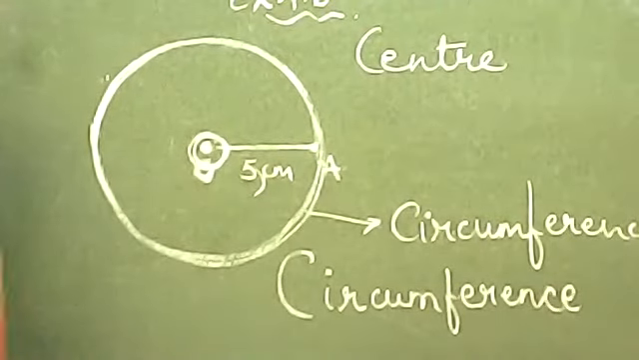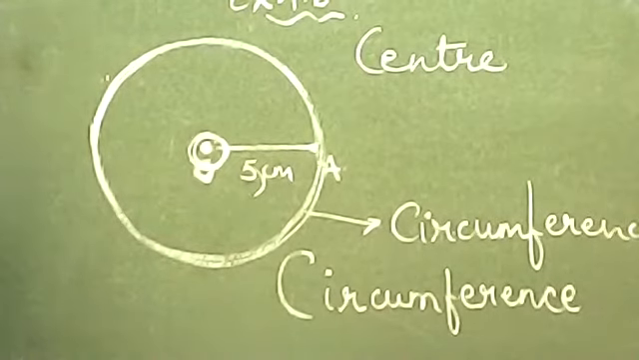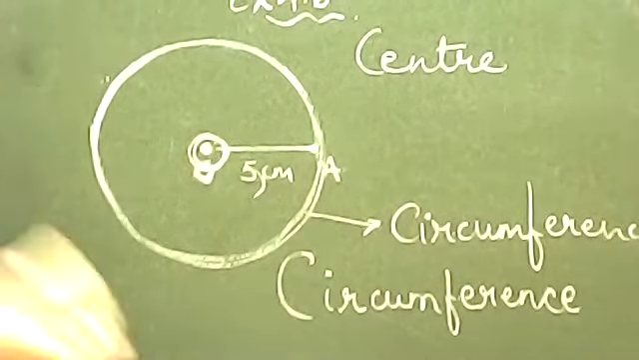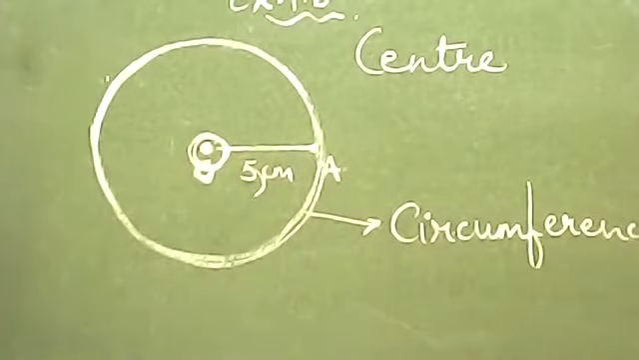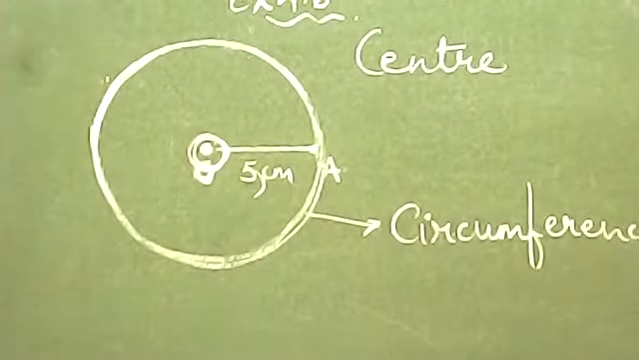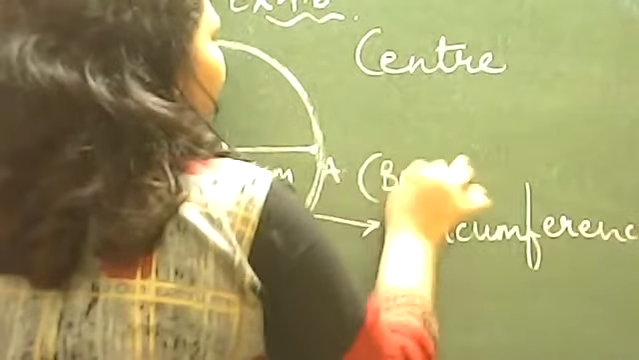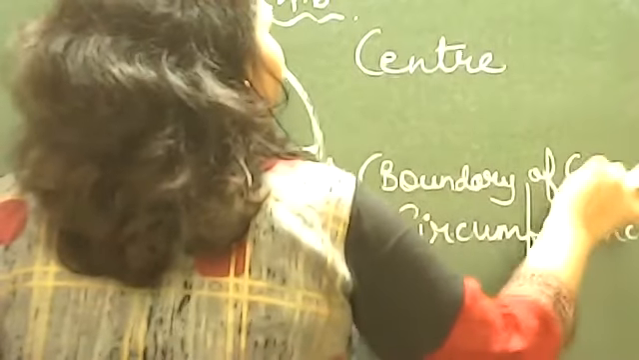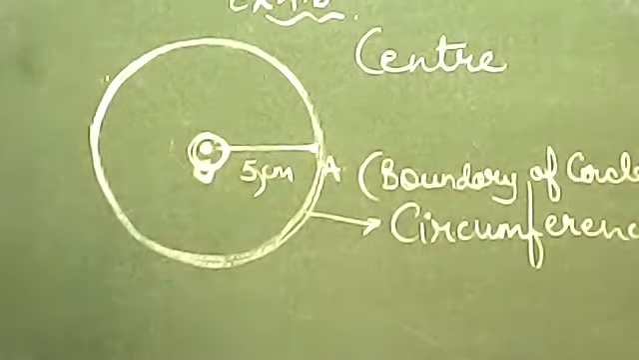Circumference means you are talking about the boundary of a circle. Remember always. ठीक है? So please mention this: boundary of a circle is known as circumference. Okay, I'm writing here in the bracket, boundary of circle. ठीक है, in a short form I have written that boundary of a circle is known as the circumference.